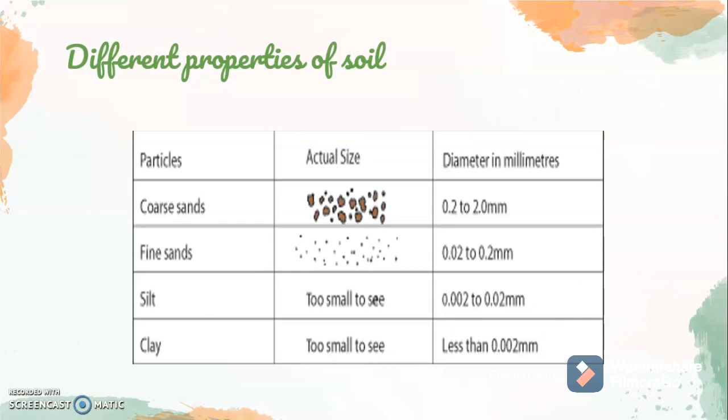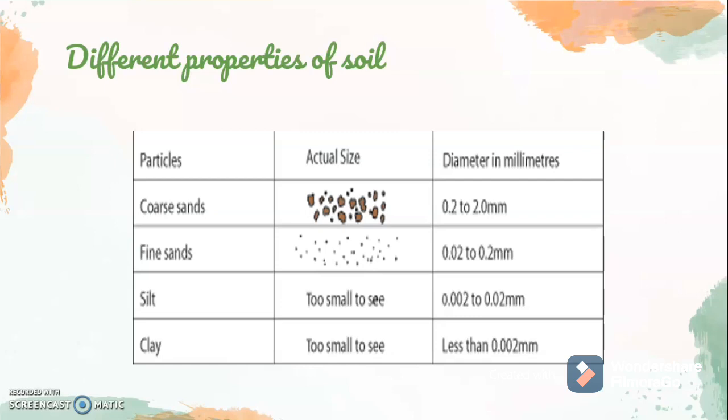The table below shows the different properties of soil. As we can see here, the actual size of coarse or fine sand can be seen and the diameter of it is from 0.02 mm to 2.0 mm. While the diameter of silt is within the range of 0.002 mm to 0.02 mm.